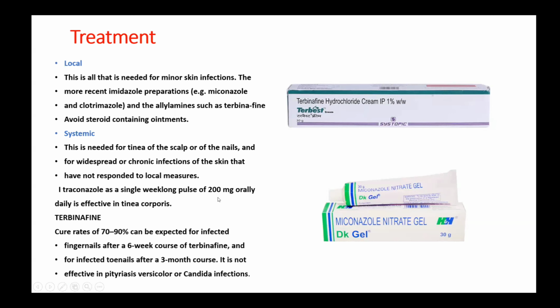Treatment includes local ointment preparations needed for minor skin infections. Most recent imidazole preparations, miconazole, clotrimazole, and allylamines like terbinafine are given, and avoid steroid-containing ointments. Systemic treatment is needed for tinea of scalp or nails and for widespread or chronic infections of the skin that have not responded to local measures.